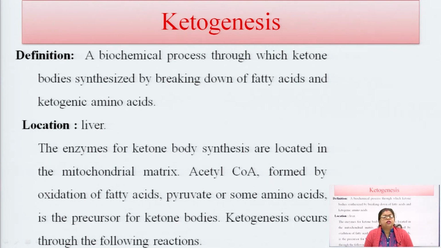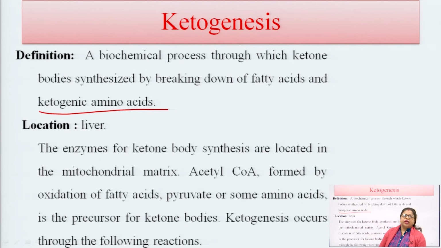What is ketogenesis? Formation of ketone bodies in our body is known as ketogenesis. This occurs in the liver. What is the definition of ketogenesis? It is a biochemical process by which ketone bodies are synthesized by breaking down of fatty acids and ketogenic amino acids. What are ketogenic amino acids? Those amino acids which contain a keto group in their structure are known as ketogenic or ketone forming amino acids.